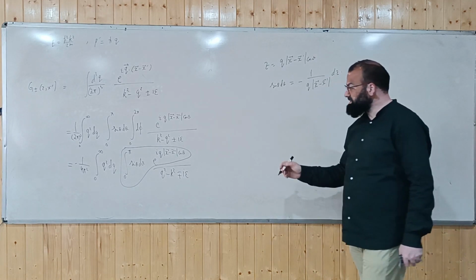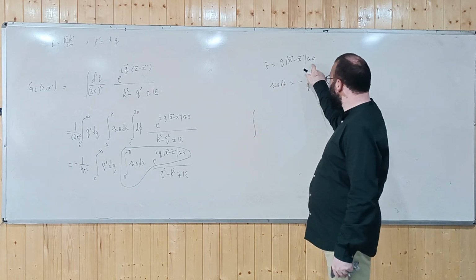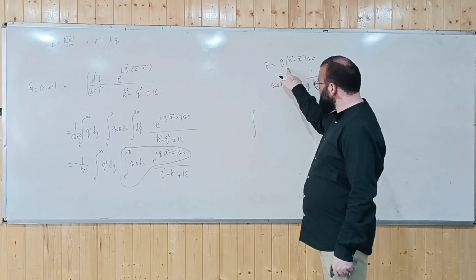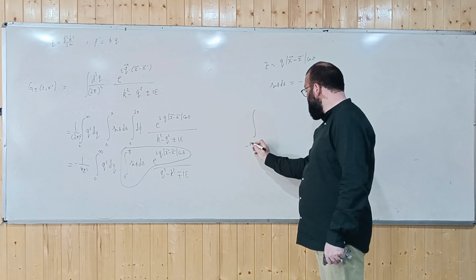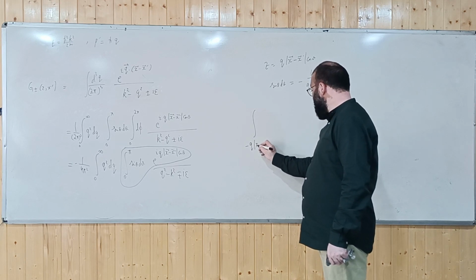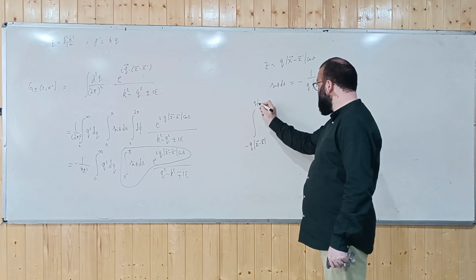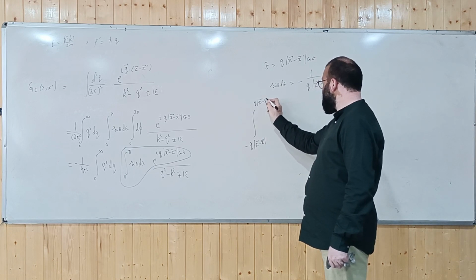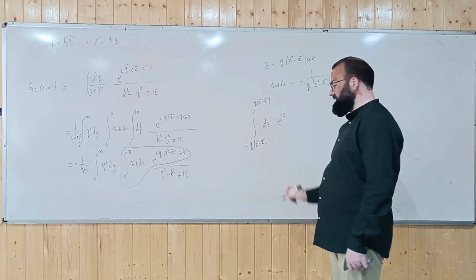Okay, so now what are the limits of integration? When theta is equal to 0, z is equal to this value. But there is a minus sign here, so I will interchange the two limits. So it is minus q magnitude of x minus x prime to q magnitude of x minus x prime. So it will be simply integral of dz e raised to i z. Clear?